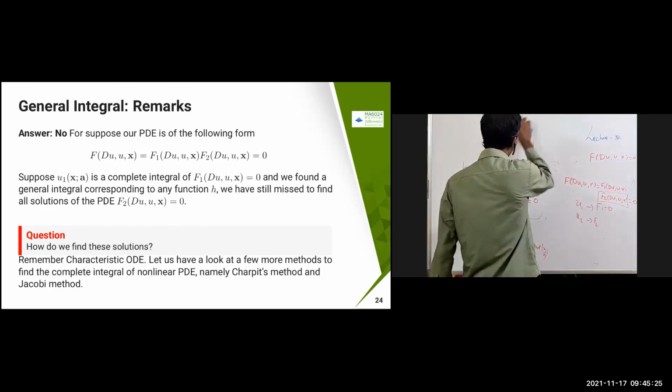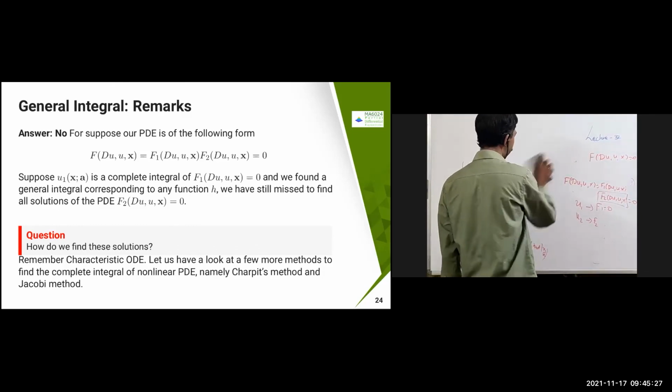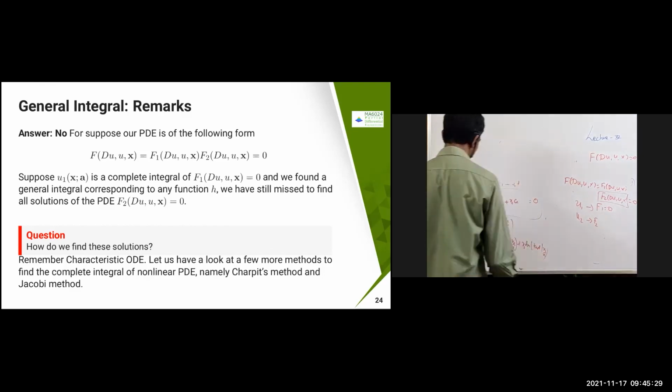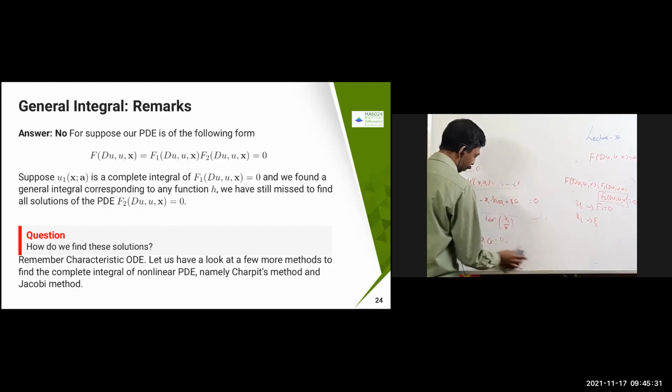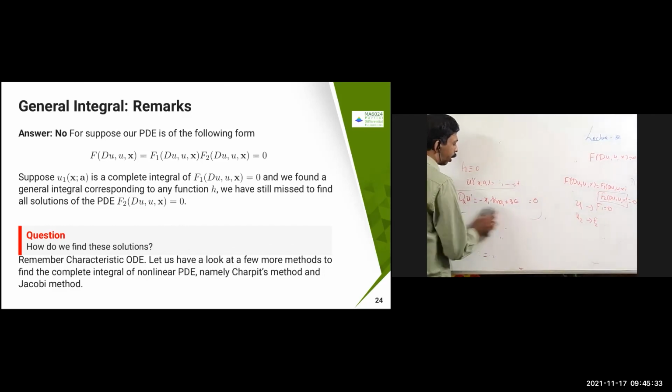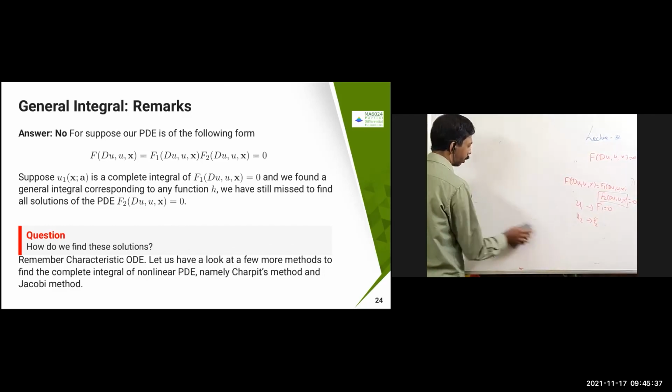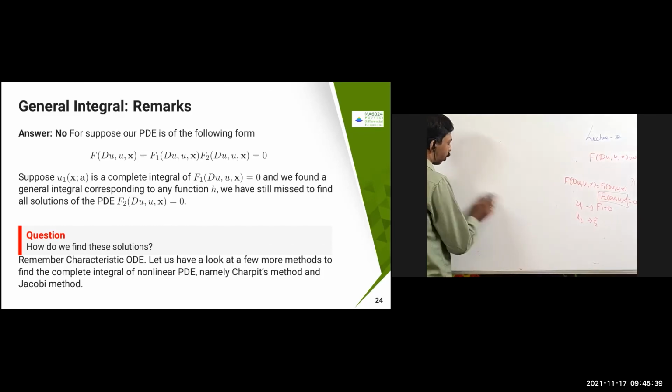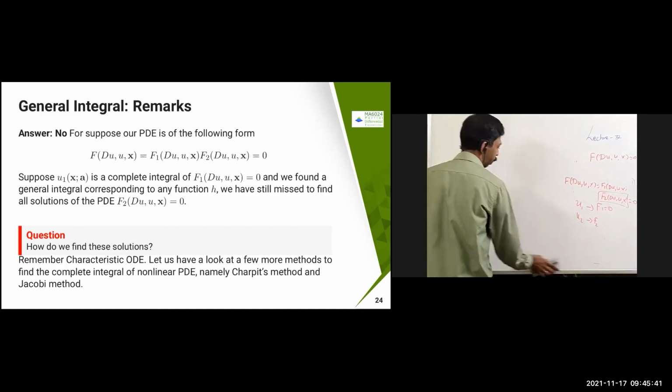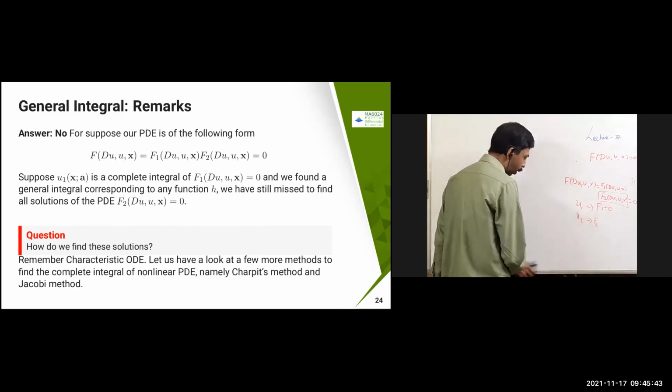discussed the characteristic ODE. The characteristic equation we defined for the transport equation or some other equations. So the same thing we are going to come back to now. Once again we are coming back to that system. So the characteristic ODE is going to be helpful for solving this problem. So that is the one we are going to discuss now.